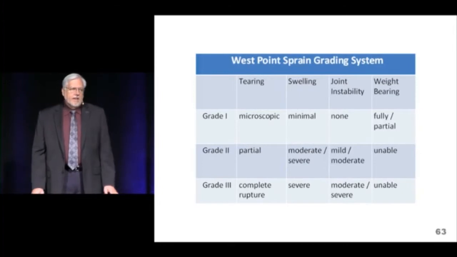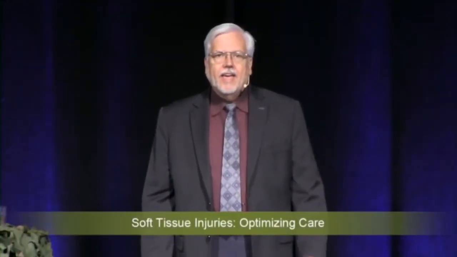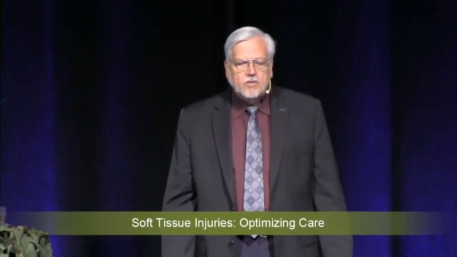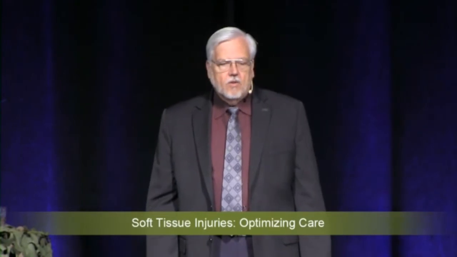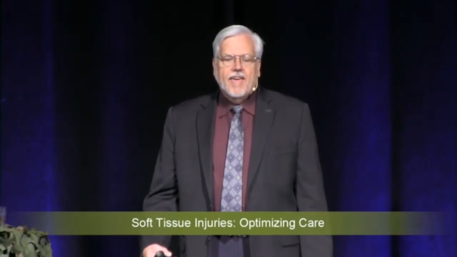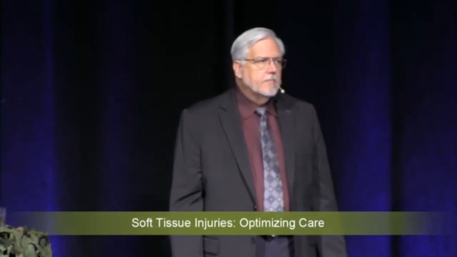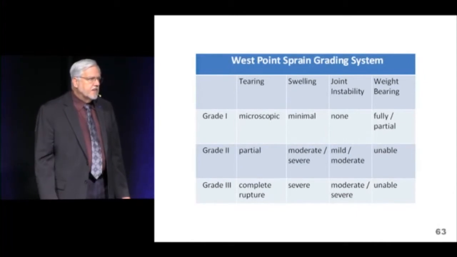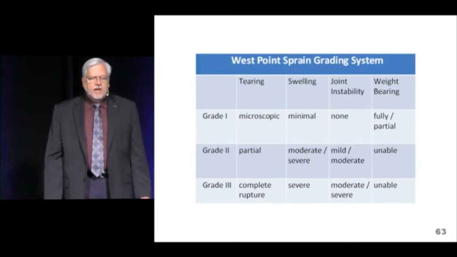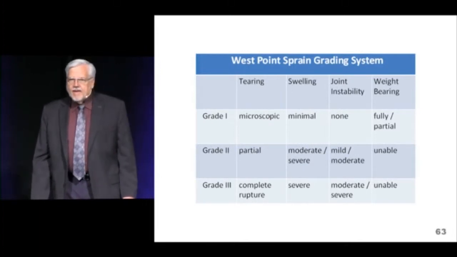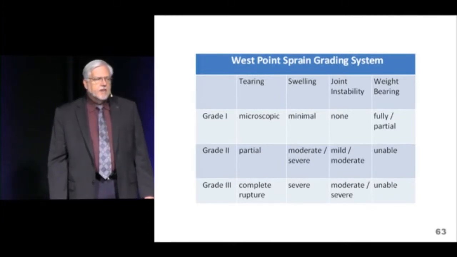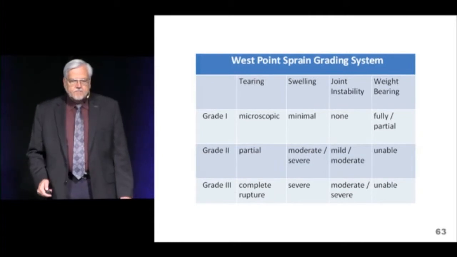And actually I've never seen a grade 1 that had any kind of ecchymosis. Whereas in grade 2, there's a partial tearing and moderately severe swelling, some mild or moderate instability of the joint, and usually unable to have any kind of weight bearing. These are the most common kinds of things that we see. And then with grade 3 being a complete rupture with severe swelling and joint instability and absolutely unable to ambulate at all. And these are the folks that end up being referred to the orthopod.